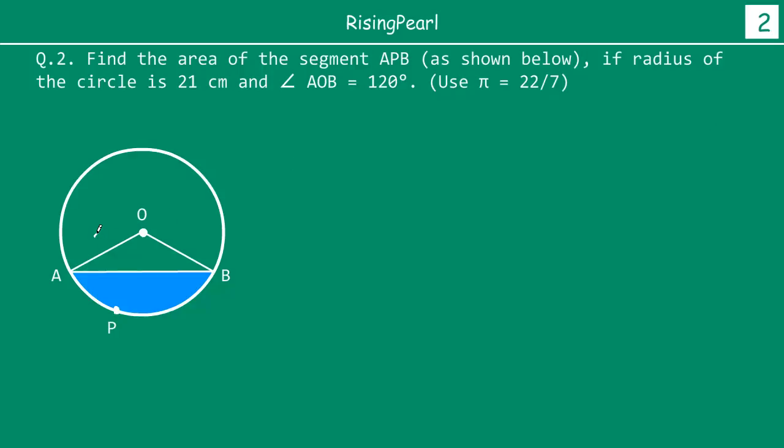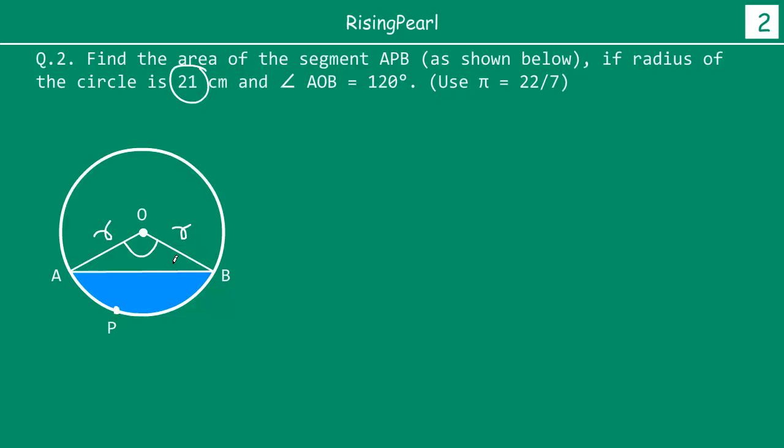So the radius is given, which is 21. And angle AOB, this angle is given to us. So we have to find out the area which is highlighted in blue.